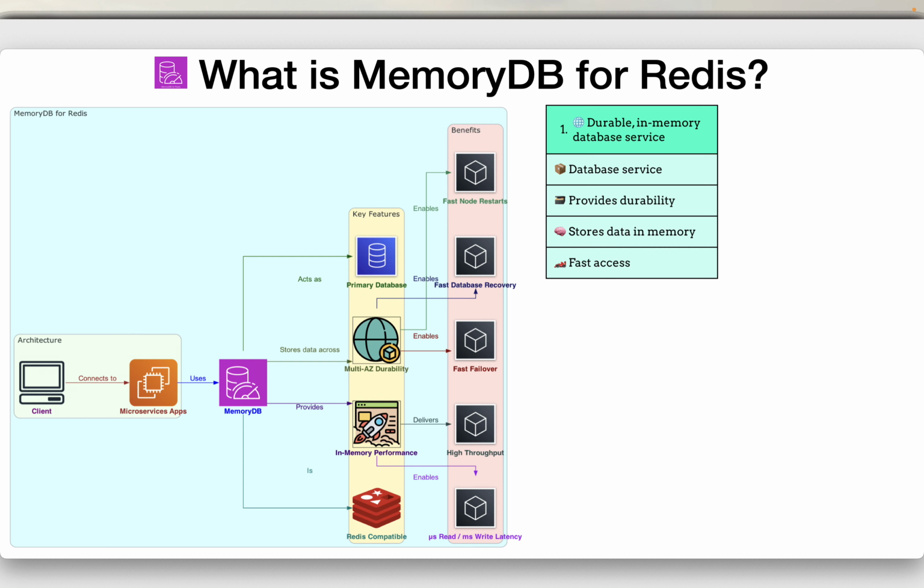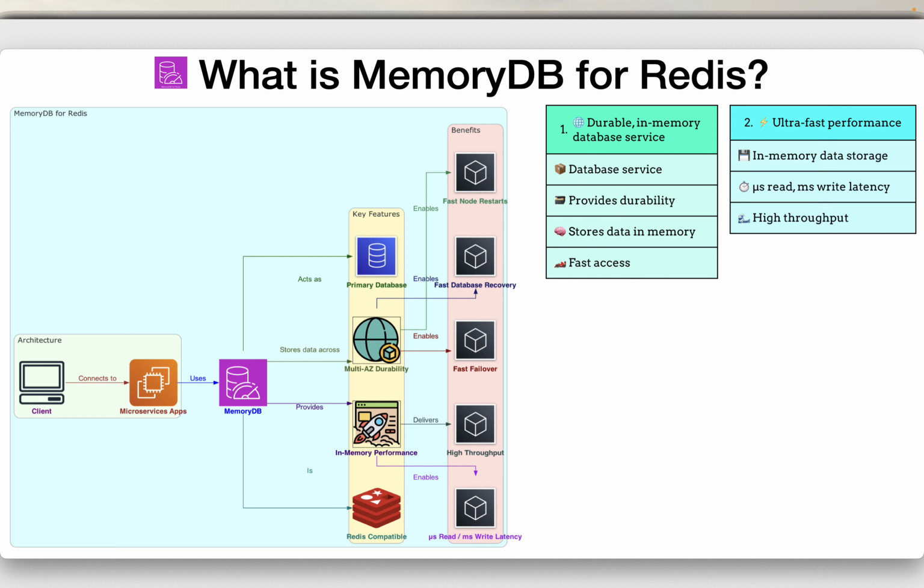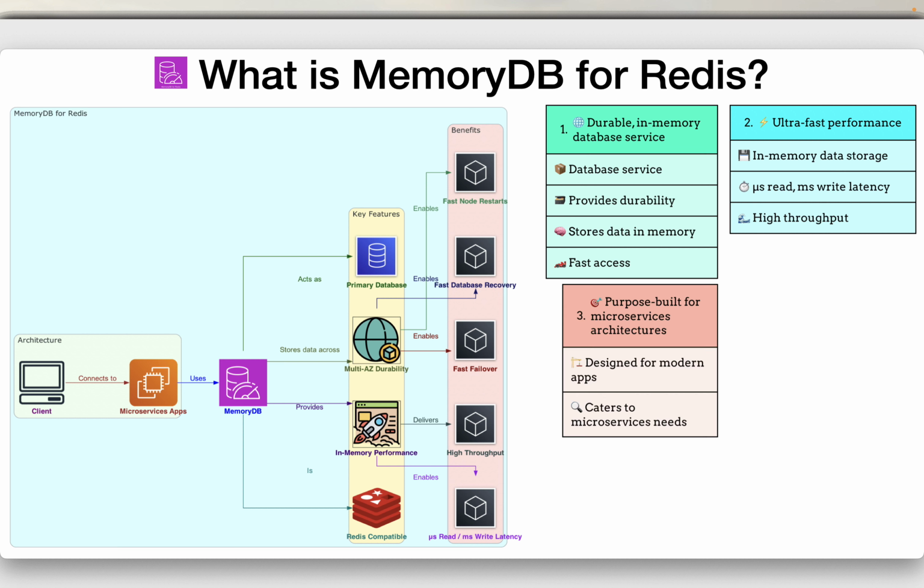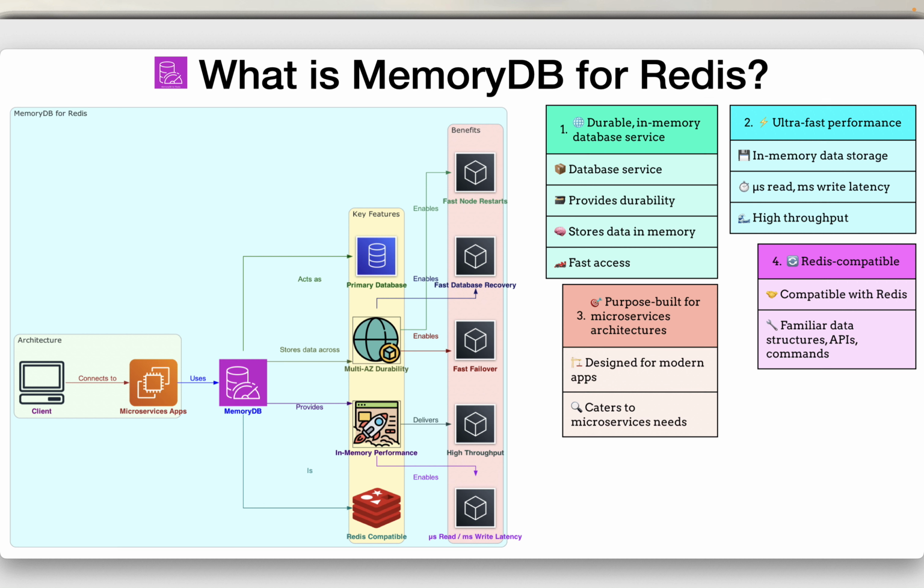MemoryDB for Redis is a database service that provides durability and stores data in memory for fast access. By storing data in memory, MemoryDB delivers microsecond read and single-digit millisecond write latency along with high throughput. MemoryDB is designed specifically to cater to the needs of modern applications built using microservices architecture. MemoryDB is compatible with Redis, a popular open source data store, allowing developers to use familiar Redis data structures, APIs, and commands.